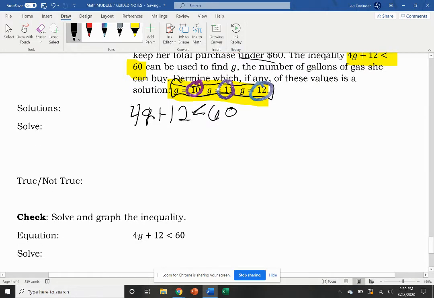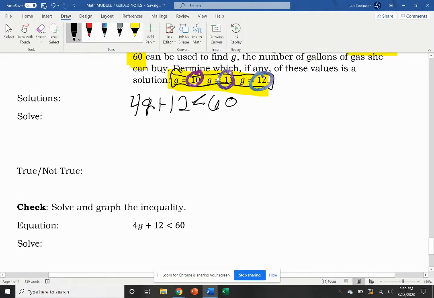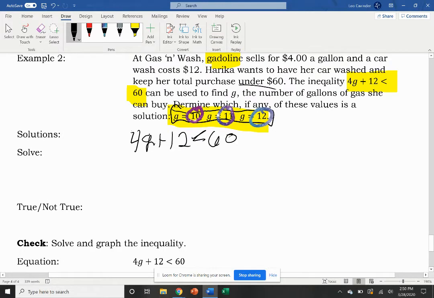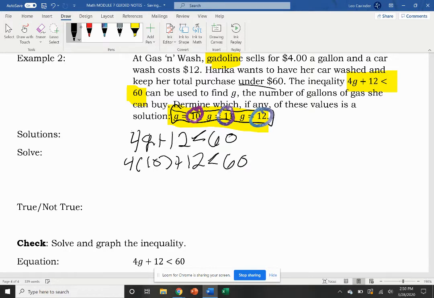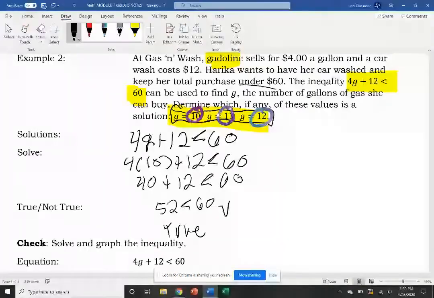For the first one, we're going to do 4 times 10 plus 12 is less than 60. This gives us 40 plus 12 is less than 60. 52 is less than 60. That is true. So she could buy 10 gallons of gas and get under $60.